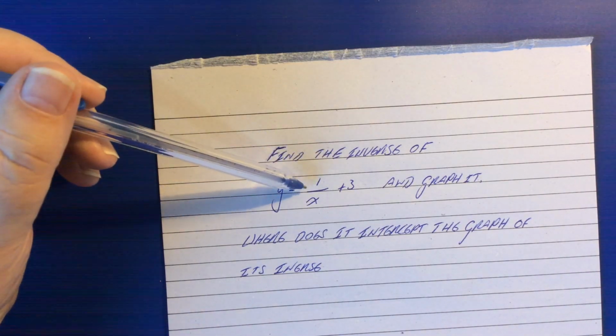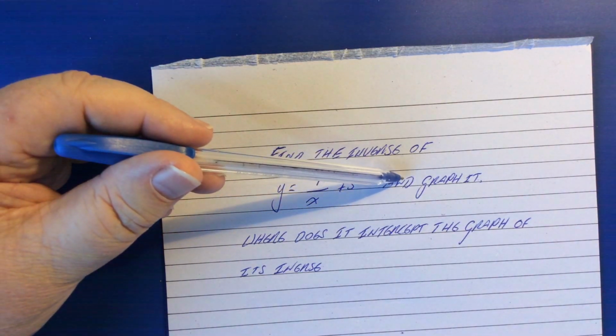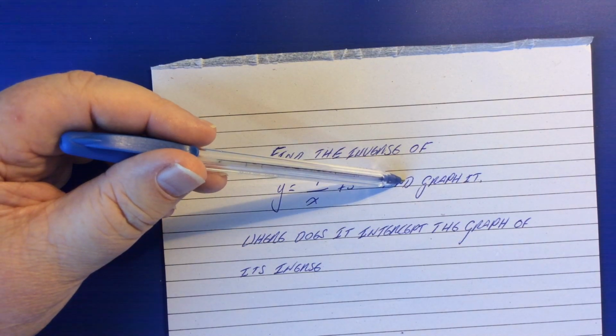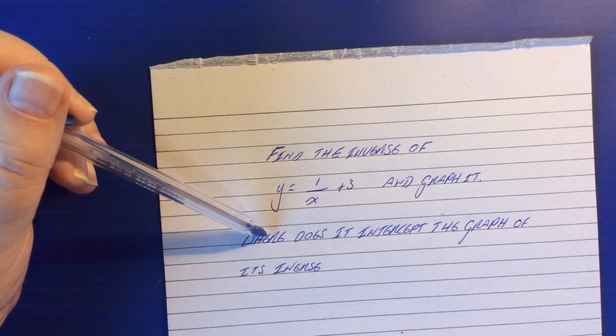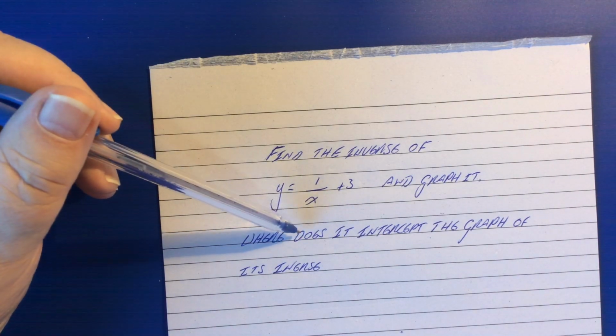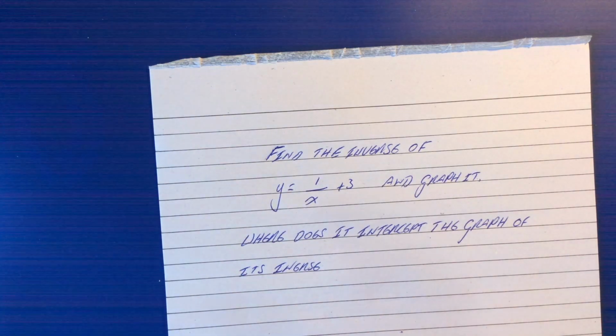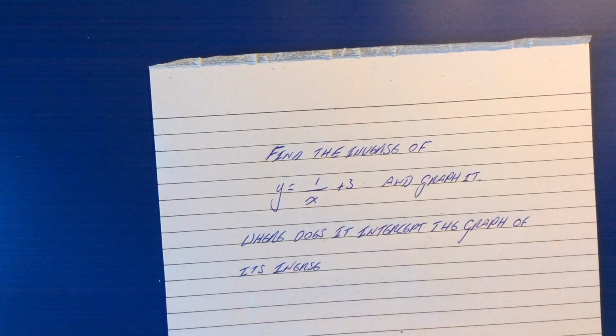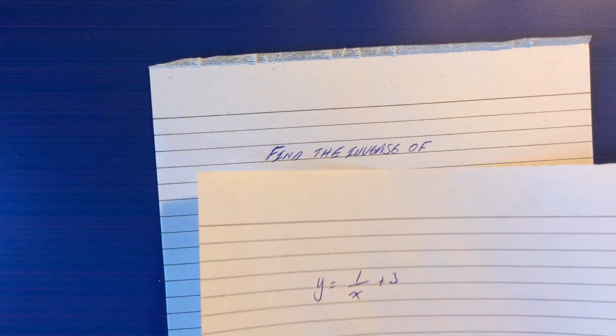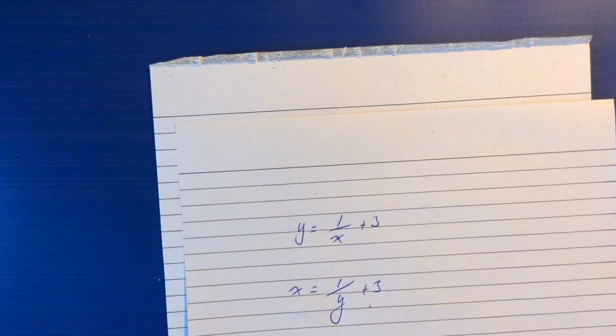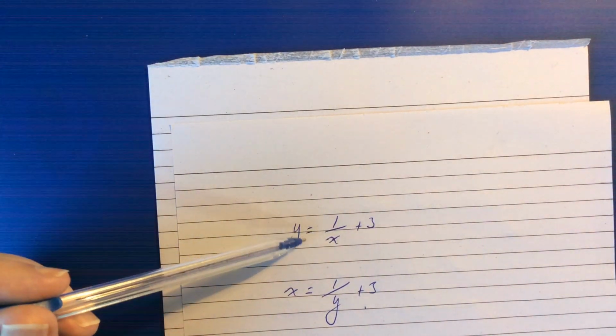So we've got to find the inverse of this hyperbola and graph it, and then figure out where, obviously because we graph it, it intercepts the original. So where does the original function intercept its inverse? Let's get into that. There are a number of tasks to perform, the first of which is to find the inverse, and this is the start of the process here.